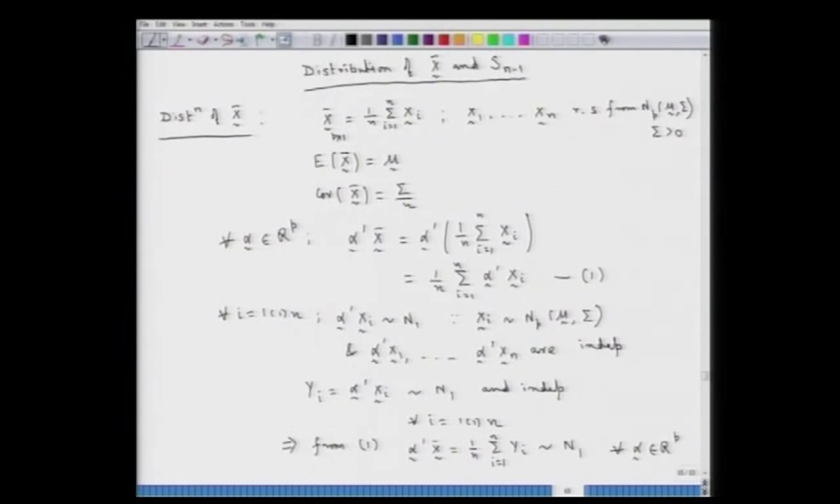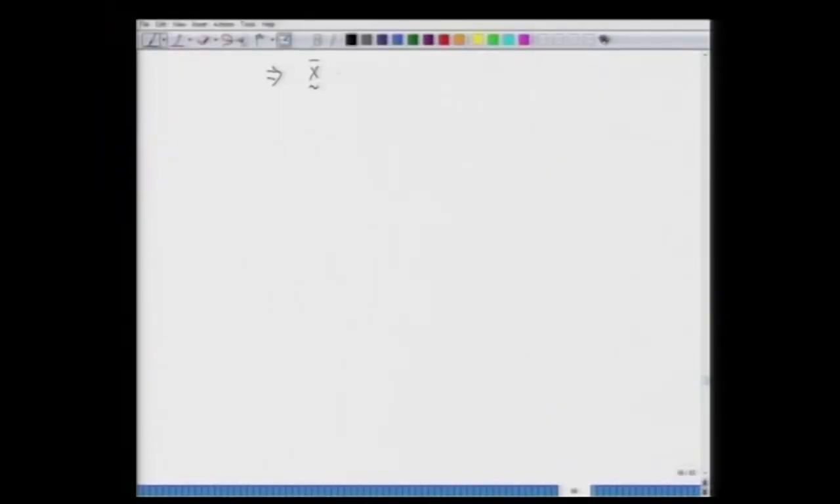So, what have we proved? We have proved that for every alpha belonging to R to the power p, this alpha prime x bar has got an N(1) distribution. So, that would imply that the distribution of x bar is multivariate normal, because that is the definition of a multivariate normal distribution. So, this x bar, the sample mean random vector, follows a multivariate normal p dimensional distribution with a mean vector mu and a covariance matrix sigma by n, right. So, this is the desired distribution of the sample mean random vector, which is p dimensional, derived from the set of random samples x1, x2, xn, right.